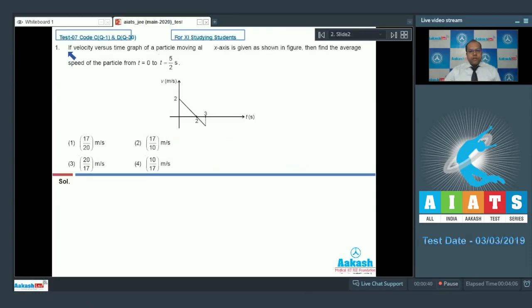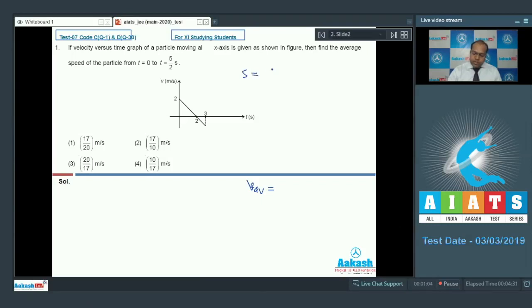In question number 1, the velocity versus time graph of a particle moving along the x-axis is given as shown in the figure. Find the average speed of the particle from t equal to 0 to t equal to 5/2 second. We know that the average speed is given by total distance divided by total time. So if I calculate the total distance, that is the area of this VT graph.